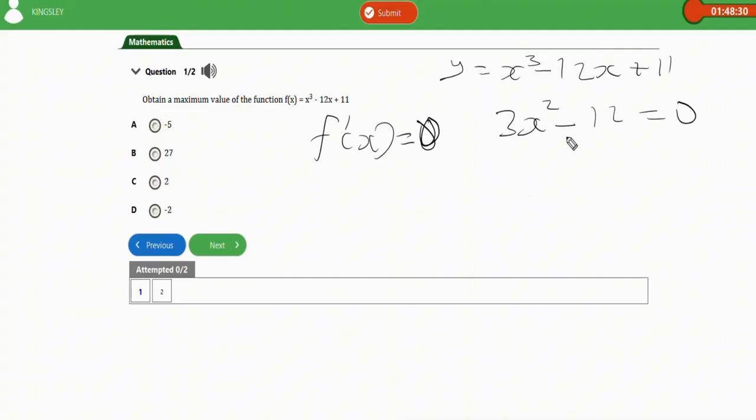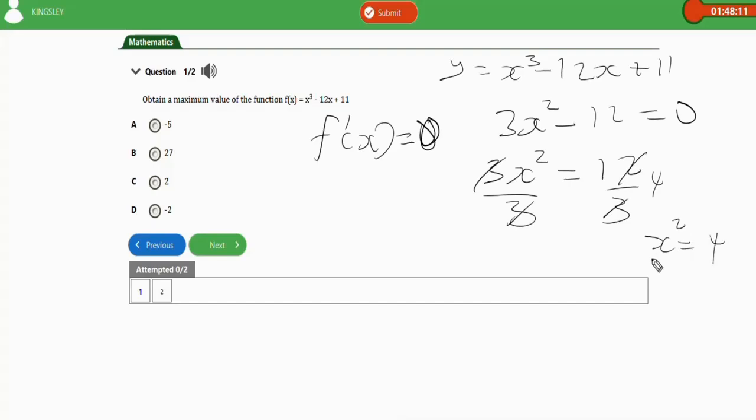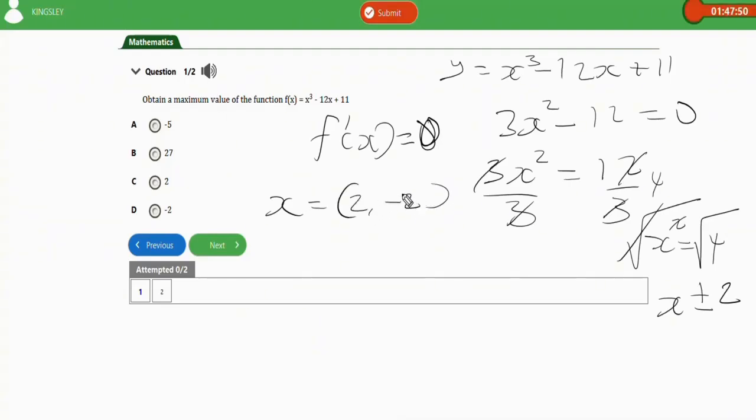So when you do this, it will give us 3x squared equals 12, as the minus 12 crosses over the equality sign and changes to plus. So divide both sides by 3. We have x squared equals 4. You square root both sides. So our x will be plus or negative 2. So we have 2 values of x now: x equals 2 and negative 2 as the critical points of x.